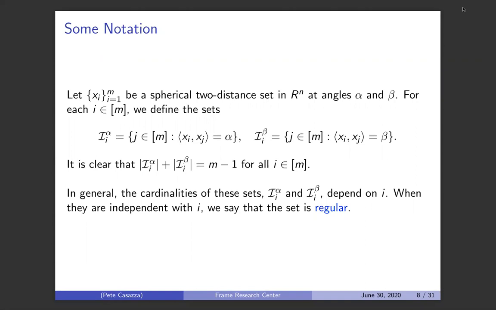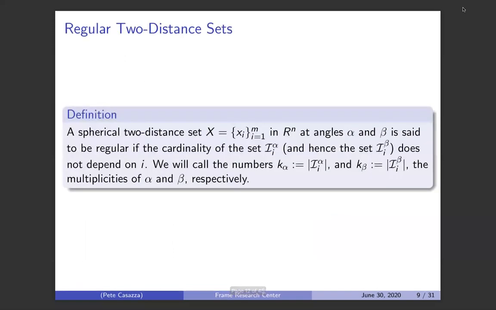When they're independent of i, then we'll say this set is regular. So a regular set means for every i, the number of j's for which ⟨x_i, x_j⟩ is alpha will be the same for every i. A spherical two-distance set at angles alpha and beta is said to be regular if the cardinality of the set I_i^alpha, and hence the set I_i^beta, does not depend on i. This is just a slightly more formal statement of what I put at the end of the last page. We'll call k_alpha the cardinality of I_i^alpha and k_beta the cardinality of I_i^beta in this case, which means these don't depend on i, so we can ignore the i.